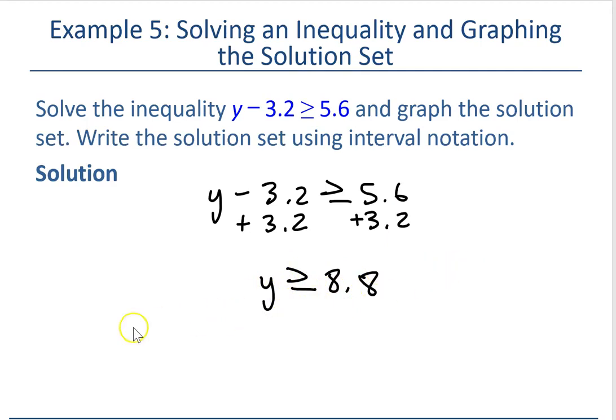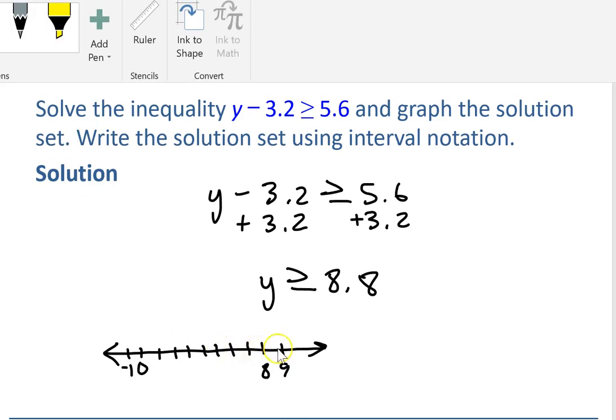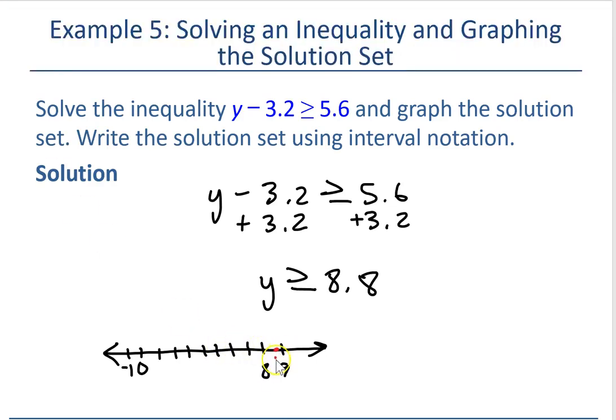Let's put that on the graph first. Come in here, draw a graph. How am I going to start? I'll start at 0. So I've got -1, 0, 1, 2, 3, 4, 5, 6, 7, 8, 9. So we'll put 9 there, 8 there. 8.8 is going to be roughly right inside, right there. So that's going to be my 8.8.